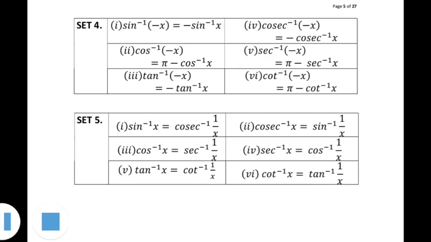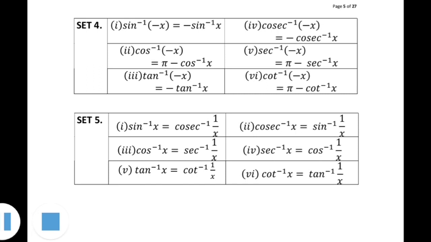Set 4. Sin inverse minus x equals minus sin inverse x. Cos inverse minus x equals pi minus cos inverse x. Tan inverse minus x equals minus tan inverse x. Cosec inverse minus x equals minus cosec inverse x. Sec inverse minus x equals pi minus sec inverse x. And finally, cot inverse minus x equals pi minus cot inverse x.